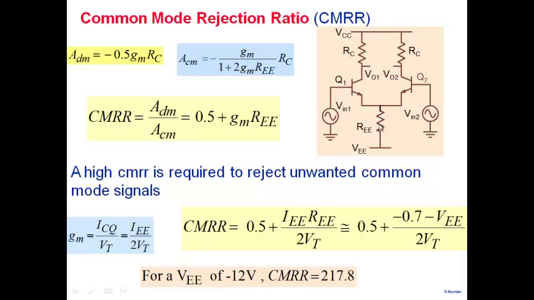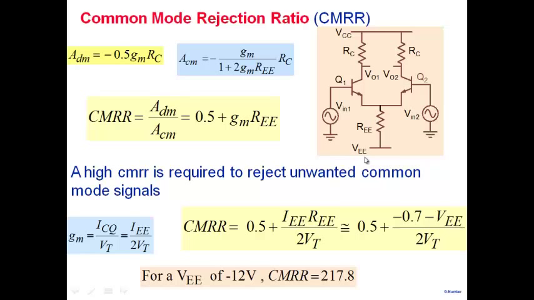And we know that the drop IE times RE is nothing but the voltage here, minus 0.7, minus the voltage VEE here. So that's the net drop divided by 2 VT. So CMRR depends primarily on the negative supply voltage, and that decides the CMRR. For a fairly large negative supply voltage of 12 that you see here, you can obtain a CMRR of only 218 or so.